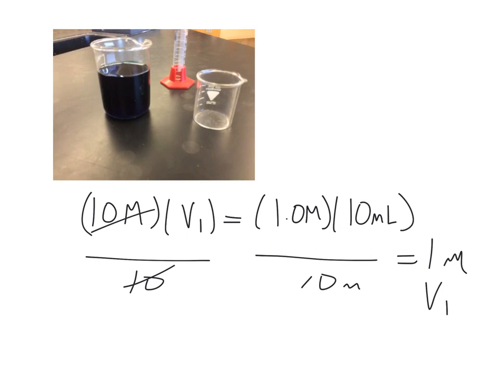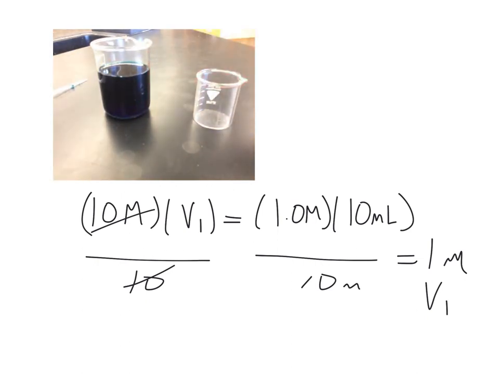So I'm going to use a graduated cylinder, and I'm going to suck out 1 milliliter and put it into this graduated cylinder. I'm going to transfer that to this beaker.